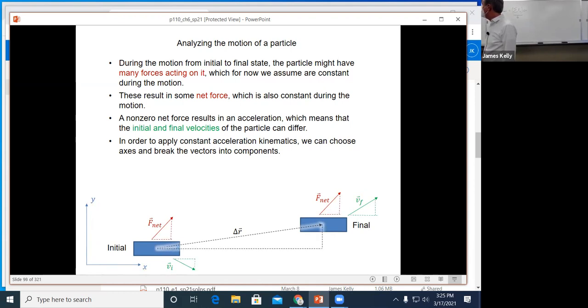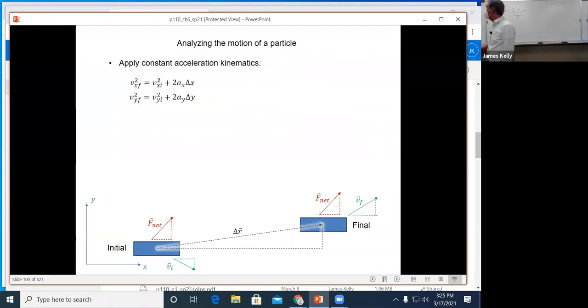We'll break up the net force into x and y components. We'll break up the displacement into x and y components. We'll break up the initial and final velocities into x and y components. And now what do we know about those initial and final velocities? We know that their x and y components have to satisfy that kinematic equation, the one involving the squares, right? Vx final squared is equal to Vx initial squared plus 2ax times delta x, and the same one for y. Okay, so that's something we are familiar with from before.